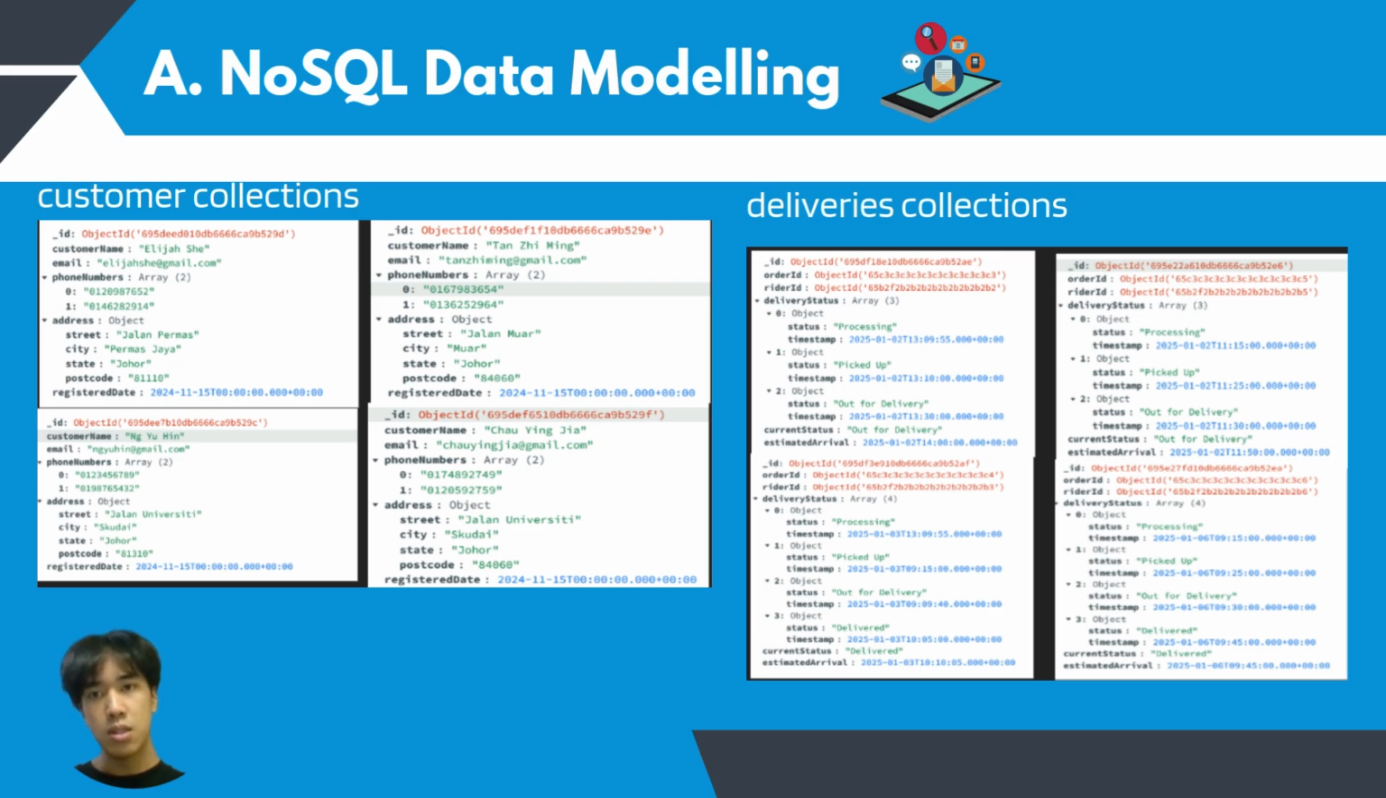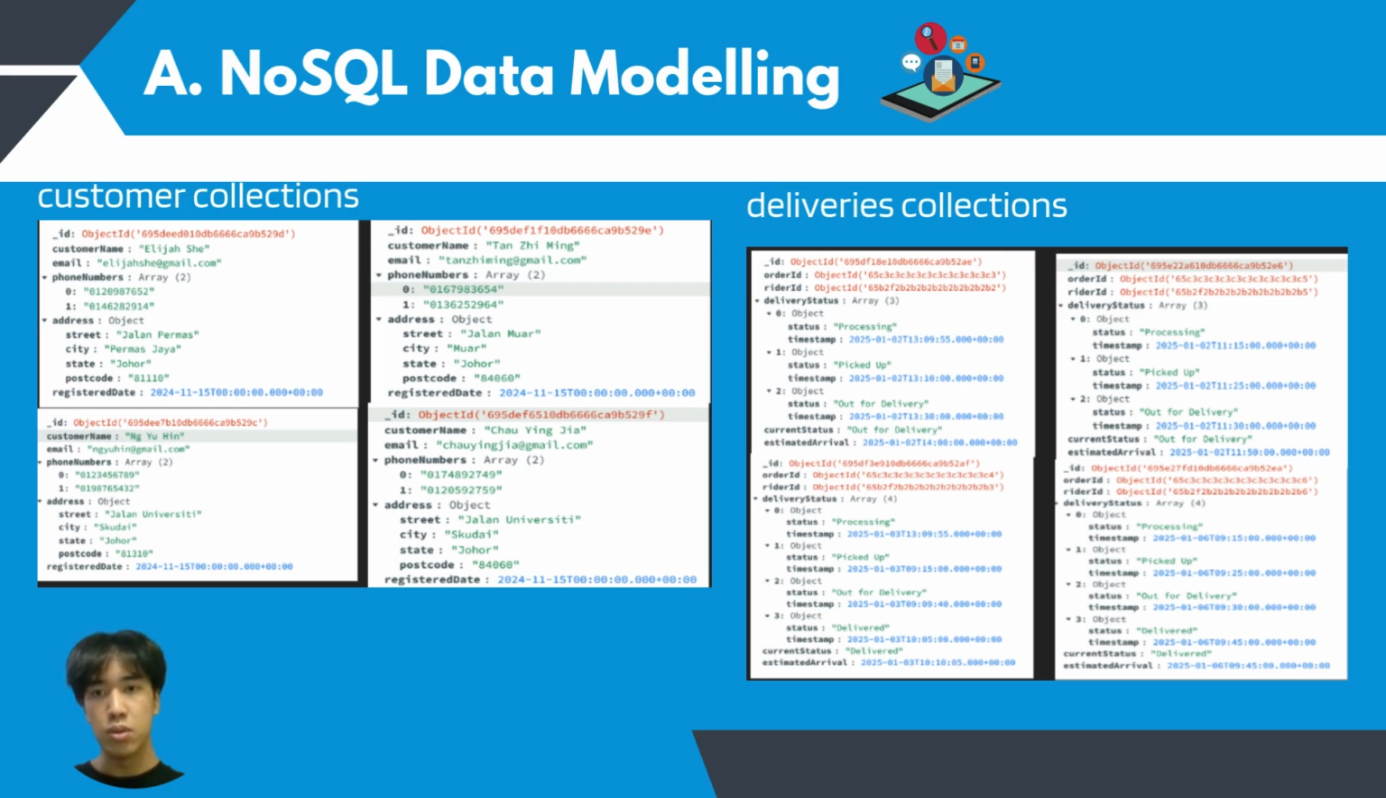Our database uses the MongoDB document data model, where data is stored in collections and documents. We design four main collections, which are customers, orders, riders, and deliveries. Each document represents one real-world entity. We use embedded documents when data is closely related. For example, the delivery status history is embedded in the deliveries collection. This improves read performance and reduces query complexity.